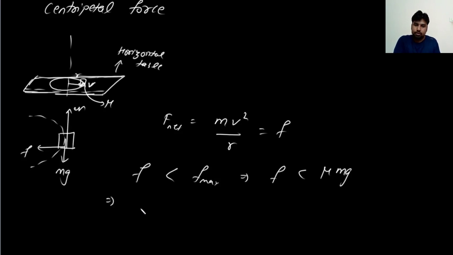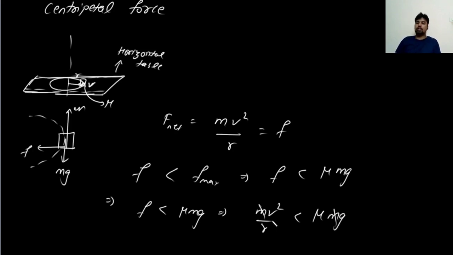So f is less than mu mg, and whatever the value of f, that is equal to mv square by r, only then the particle is rotating. Which means mv square by r should be less than mu mg. This m and m got cancelled. What are we left with? v square less than mu r g, which means v is less than root of mu r g. So the maximum speed is root mu r g.